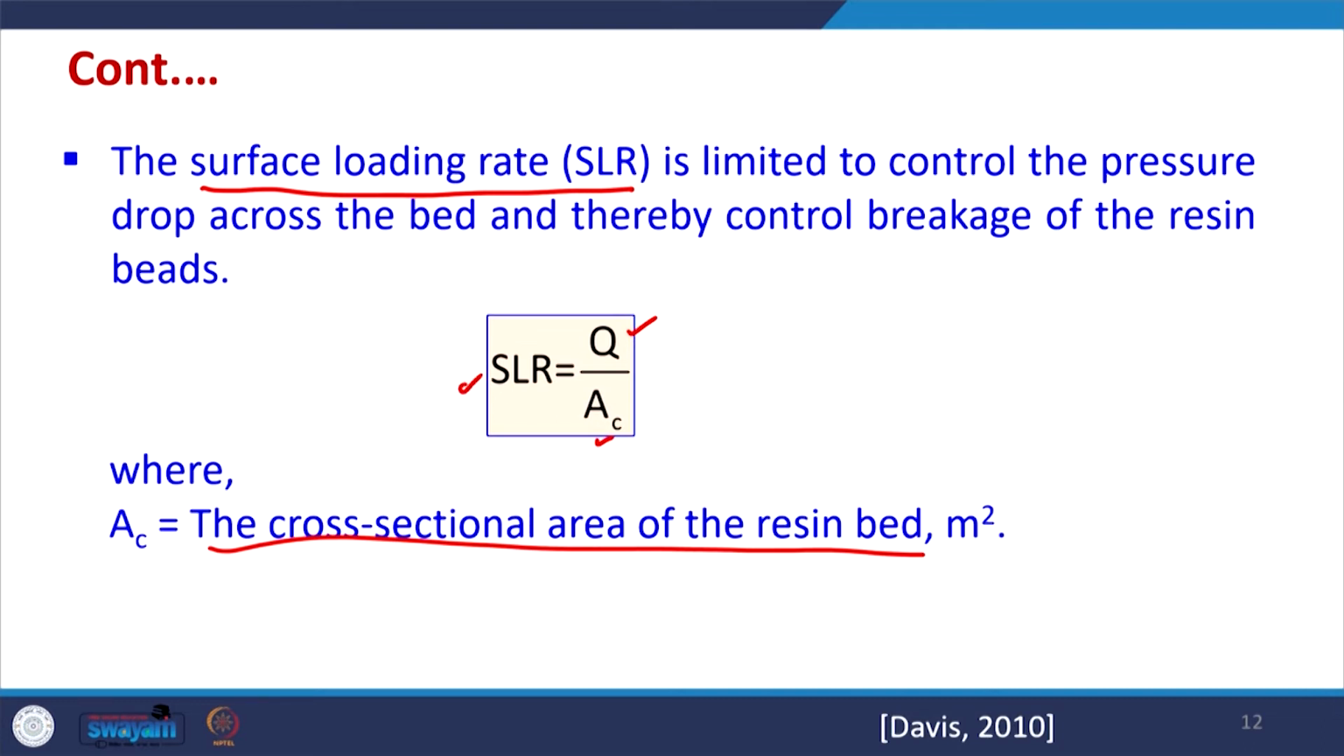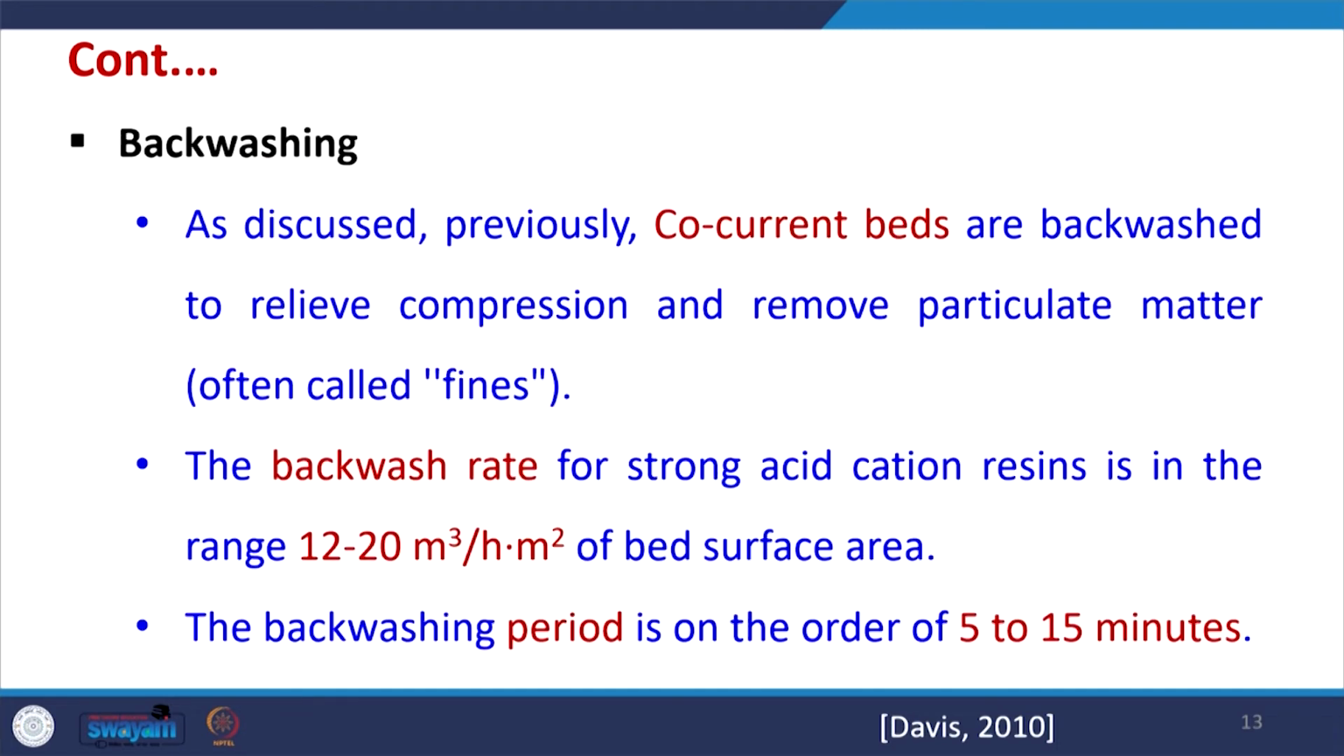So, AC we can determine. Now, after treatment we will be doing regeneration or backwashing. As discussed, the co-current beds are backwashed to relieve the compression and remove the particulate matter, often called fines. So, the backwashing we may have to do, and then we have to regenerate also. Sometimes backwashing lines and regeneration lines may be the same.